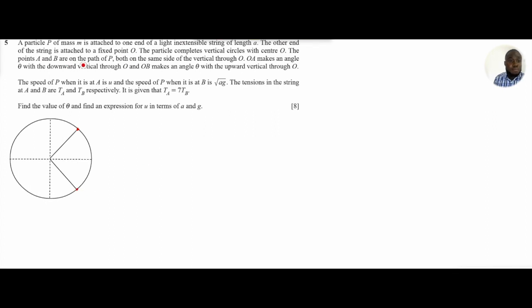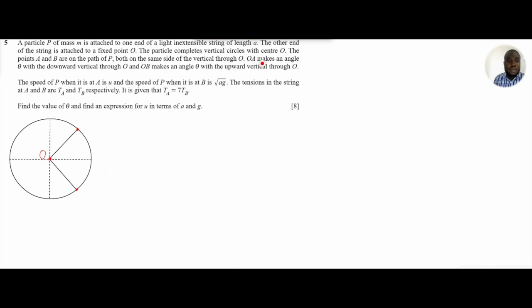The points A and B are both on the path of P, and they are all on the same side of the vertical through O. So if there's a point O and there's a vertical through it, the points A and B are on the same side of that vertical. Let's put it on the right, or put it on the left, but both of them are on the same side.